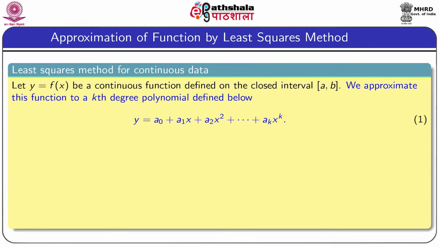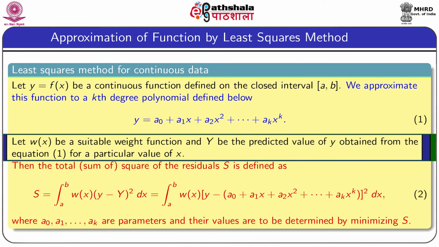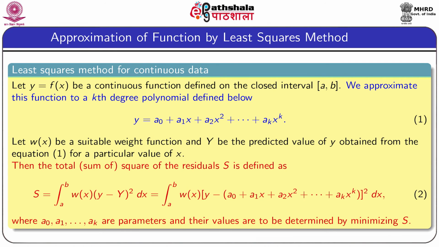We approximate this function by a kth degree polynomial defined by y equal to a0 plus a1x plus a2x square plus ... plus akx to the power k, where a0, a1, a2 up to ak are the unknown parameters. Let w(x) be a suitable weight function and capital Y be the predicted value of y obtained from the polynomial curve. That means we obtain the predicted value at any point x, and that is denoted by capital Y.